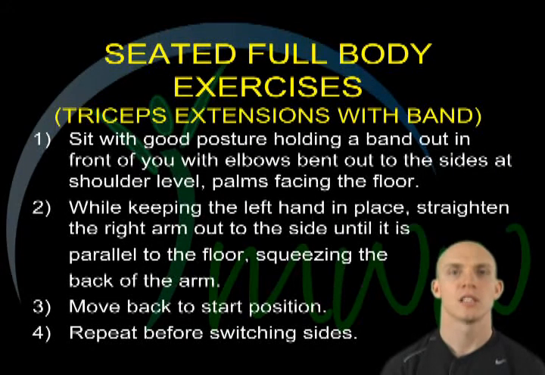Seated full body exercises, triceps extensions with band. Take out your band again to do tricep extensions. Sit up straight with the band out in front of you. Keep your elbows bent out to the sides at shoulder level. Your palms should be facing the floor. Again, keep in mind that the distance between your hands will determine the intensity of the exercises. While keeping the left hand in place, straighten the right arm out to the side until it's parallel to the floor. While doing this motion, make sure to squeeze the back of your arm, move your arm back to the starting position, and repeat before switching sides.